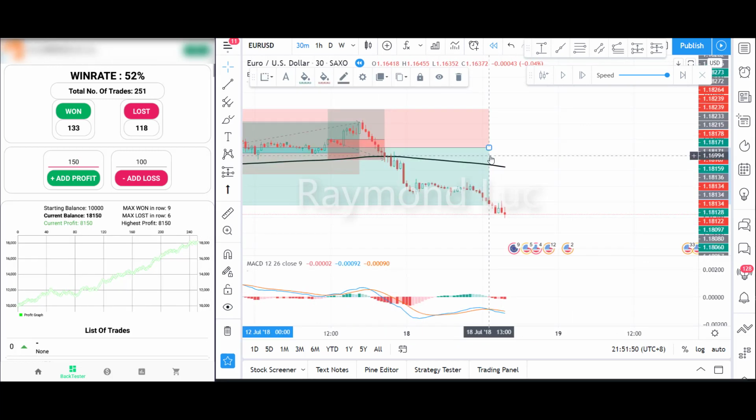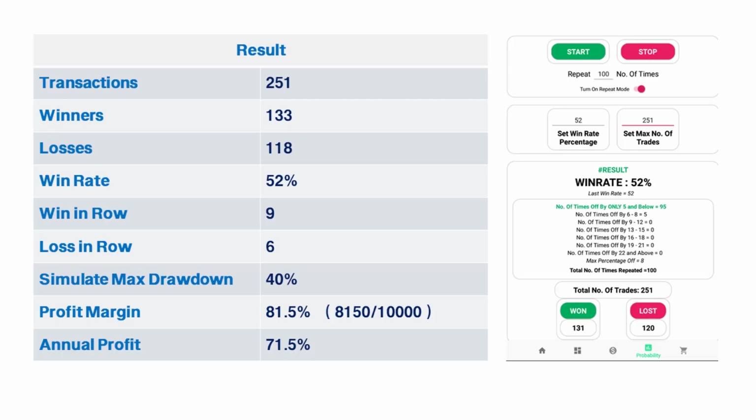The test is now complete. Let's see the result. The number of transactions is 251, with 133 gains and 118 losses. The winning percentage is 52%. There were 9 consecutive wins and a maximum of 6 consecutive losses. Calculated according to 1% of the principal lost each time, the maximum drawdown is 6%. The maximum drawdown of the simulation is 40%.